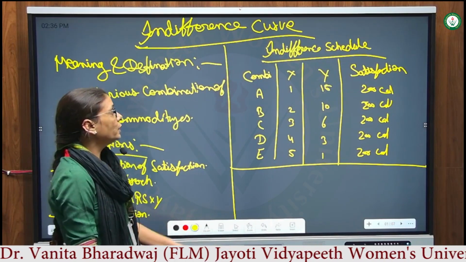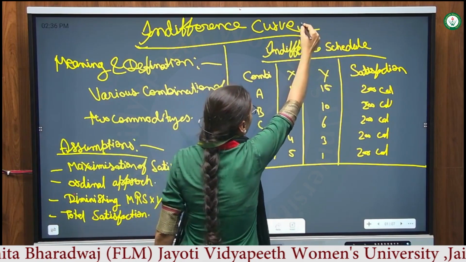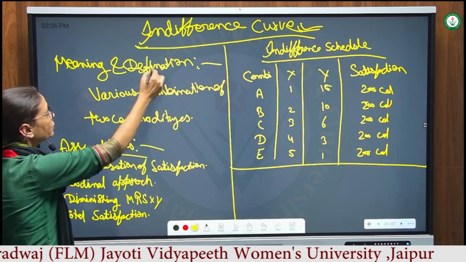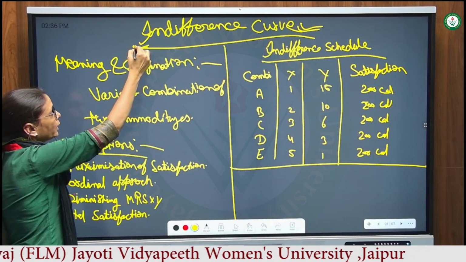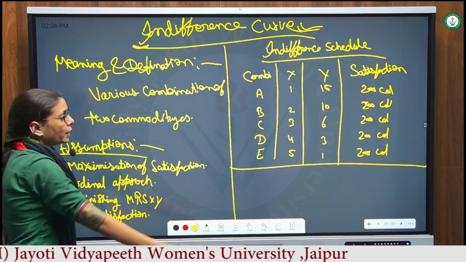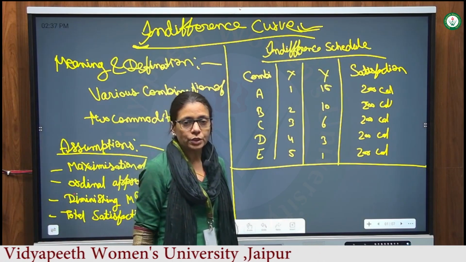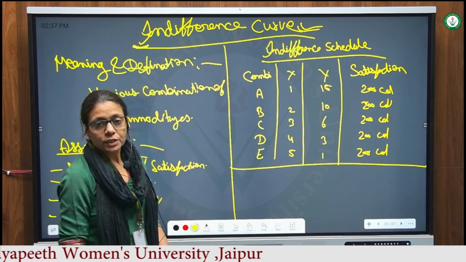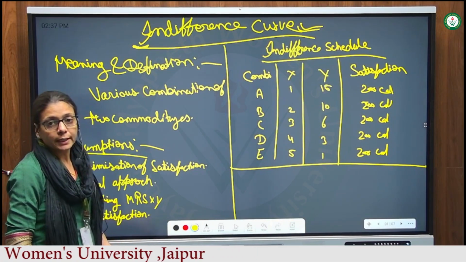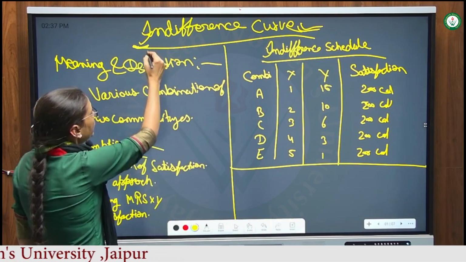Okay, first of all, indifference curve theory is given by Allen and Hicks. Allen and Hicks are the economists who developed the theory of indifference curve, and it is based on the ordinal approach of utility. In the last class I already told you that two approaches are available in utility. First is the cardinal approach, which is given by Professor Marshall, and second is the ordinal approach, which is given by Allen and Hicks. On this ordinal approach, they developed the indifference curve theory.